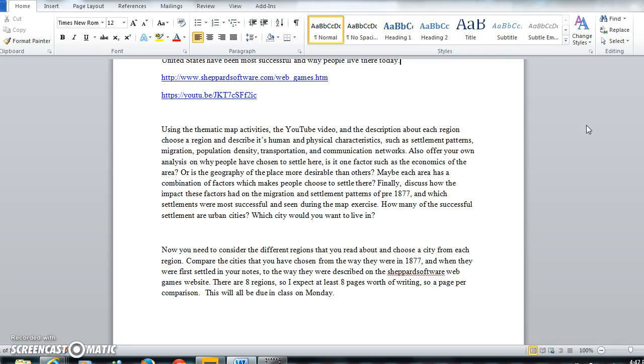Finally, discuss the impact these factors had on the migration and settlement patterns of pre-1877, and which settlements were most successful and seen during the map exercise. How many of the successful settlements are urban cities? Which city would you want to live in? Excluding Baltimore, of course. Baltimore cannot go on there.